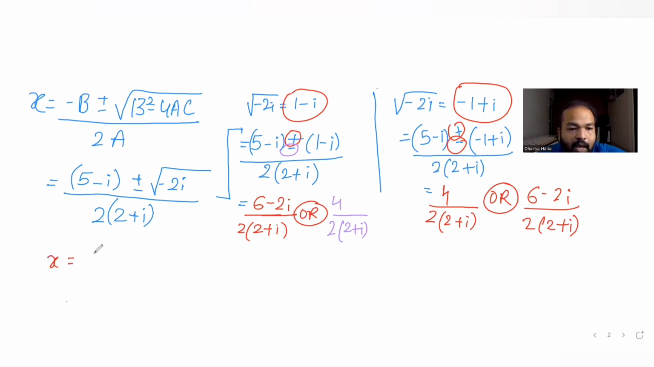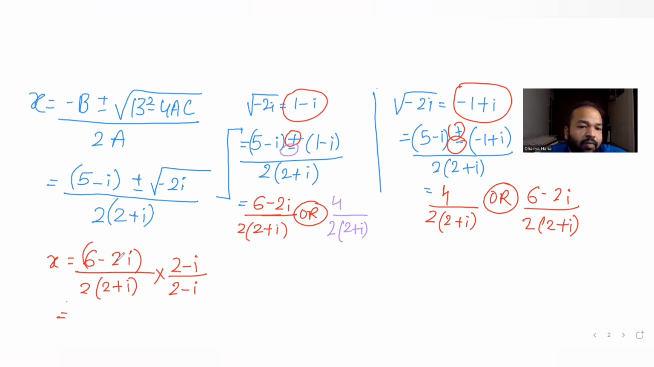So x can be 6 minus 2i upon 2 into 2 plus i. So we already know that we do not need a complex number in the denominator. So what we will do is we'll multiply by its conjugate. So I'll multiply both sides by 2 minus i. This gives me 6 minus 2i into 2 minus i. So from here if I take 2 also common, I'm left with 3 minus i into 2 minus i upon 2. a plus b into a minus b gives you a square minus b square. So a square, that is 4, minus b square, so minus i square.